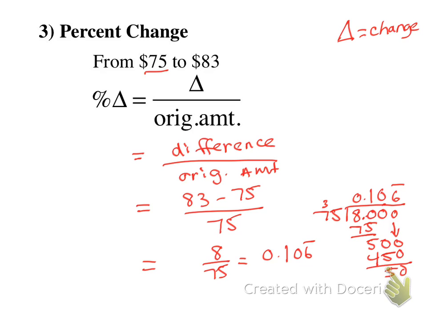So this equals 0.106 repeated. What percent does that become? To go from decimal to percent, you have to move it 2 times to the right. 10 and 6 tenths. Actually 10 and 6 ninths, right? If it's repeating, the percent, reduced, is 10 and 2/3%. Okay?